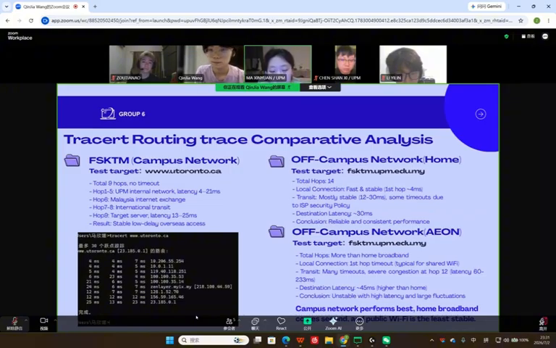Now I will introduce our tracing results. We tested the campus Wi-Fi, the home Wi-Fi, and the anytime public Wi-Fi. The campus network connected to the overseas site with only 9 hops, lower delay and no timeout, which is the most stable. At home has 40 hops and its local router responds fast. A few hops time out just due to ICMP limits, and the total delay starts around 30 ms.